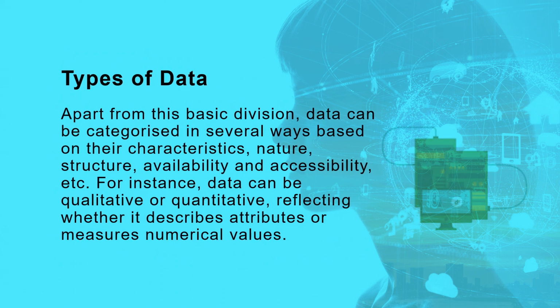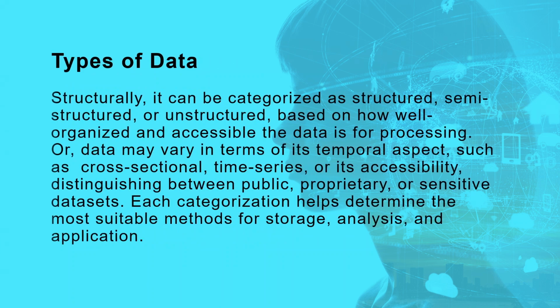Apart from this basic division, data can be categorized in several ways based on their characteristics, nature, structure, availability, accessibility, etc. For instance, it can be categorized as structured or semi-structured or unstructured based on how well organized and accessible the data is for processing. Thus, each categorization helps determine the most suitable method for storage, analysis and its application for the purpose of research and developmental activities or for decision making.